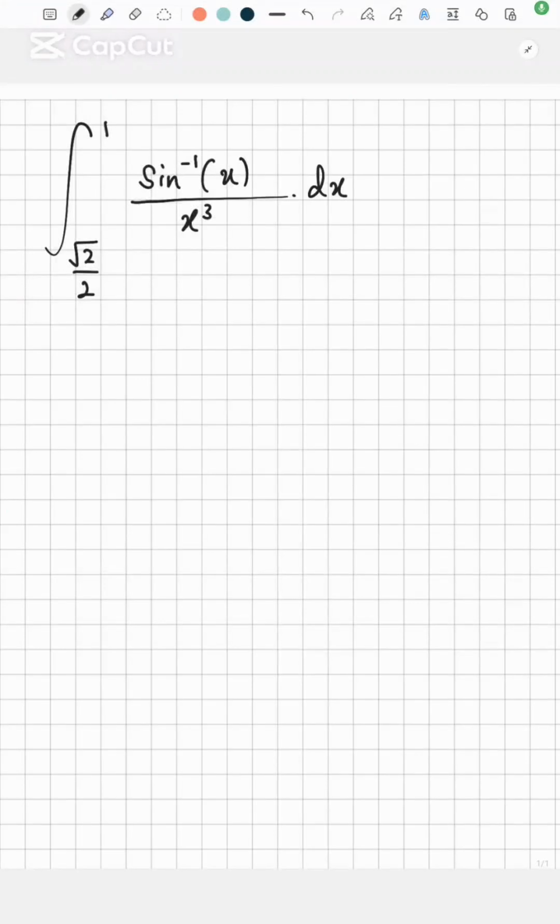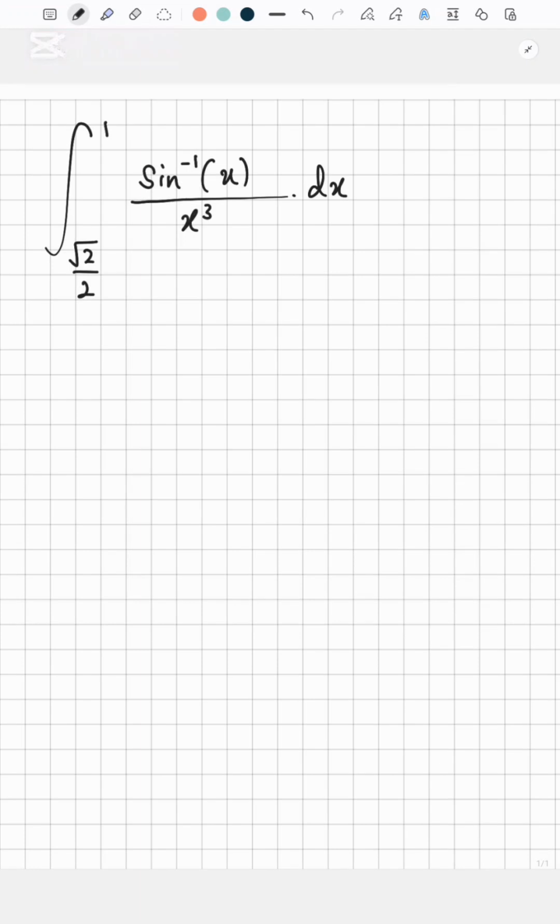Hi everyone. So here we have an MIT question. I'm not sure whether it's an MIT question. I just searched it up on the internet and found a picture, so I just thought of solving this question. So let's do it. It might look hard, but it's not that hard.